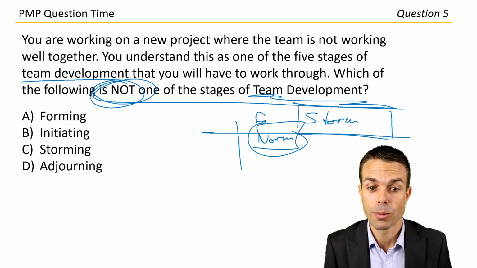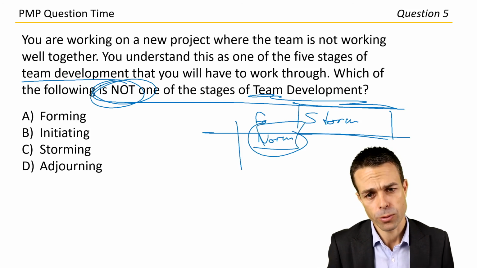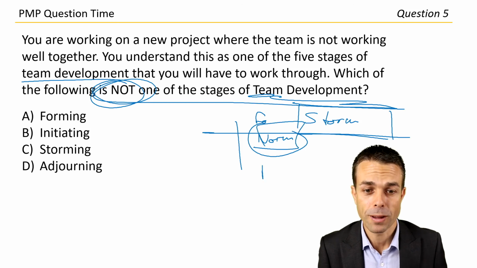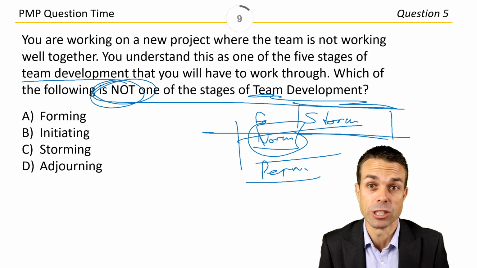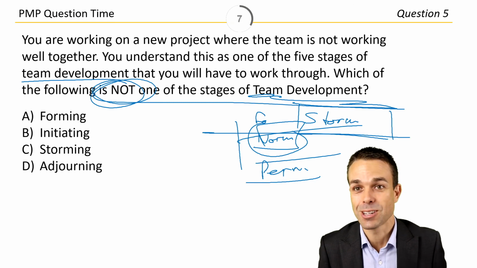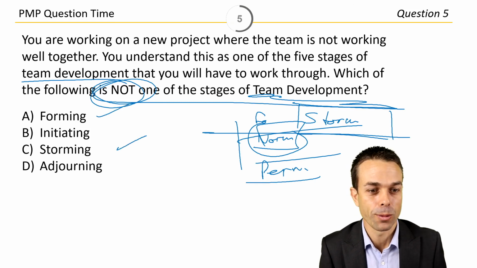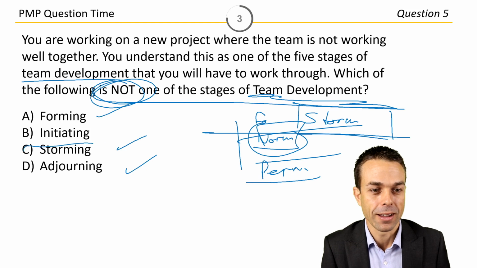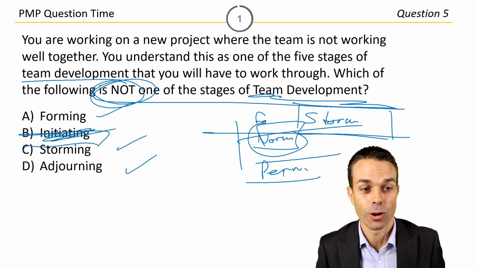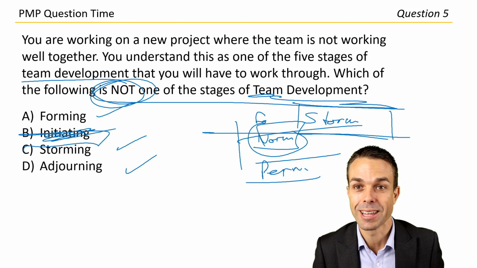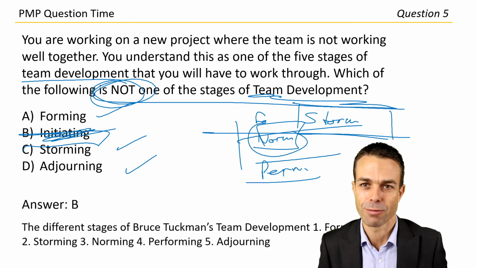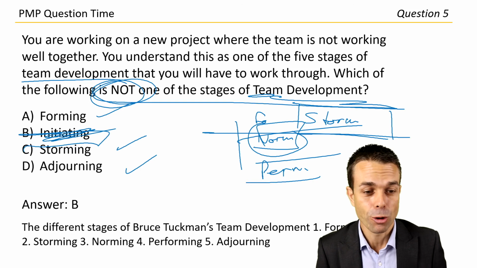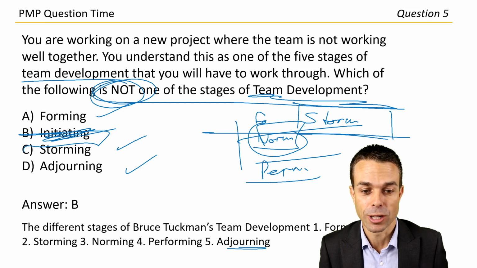Then we go through norming, and then we go through performing, and then lastly, when we finish up, we adjourn. We're adjourning. So that's the extra one that they put in there. So forming, storming, adjourning, and initiating is not something that we've got in that particular model. So let's go with letter B for now. Answer B, the different stages of Bruce Tuckman's team development. And this is a really cool thing. Forming, storming, norming, performing, and adjourning.